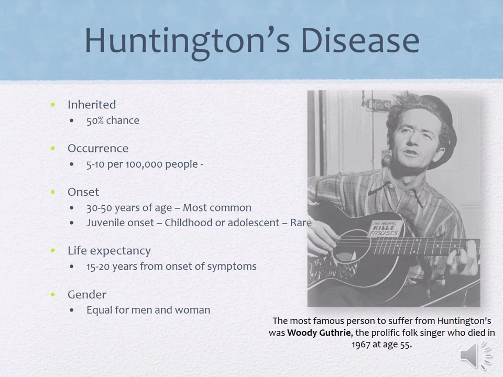Juvenile Huntington's disease is less common, with an earlier onset that begins in childhood or adolescence. Life expectancy is typically 15 to 20 years from the onset of the symptoms. As far as gender, risk is equal for men and women alike. And also here I've included a photo of Woody Guthrie, who's a famous folk singer who suffered from Huntington's disease.